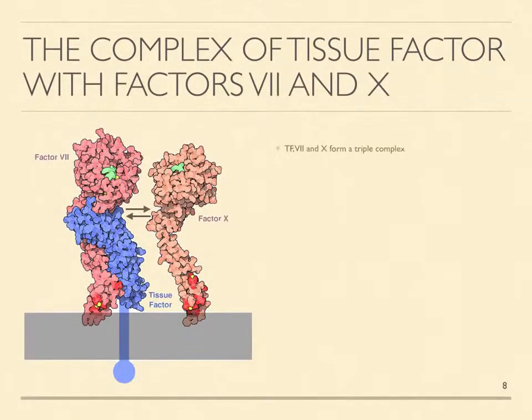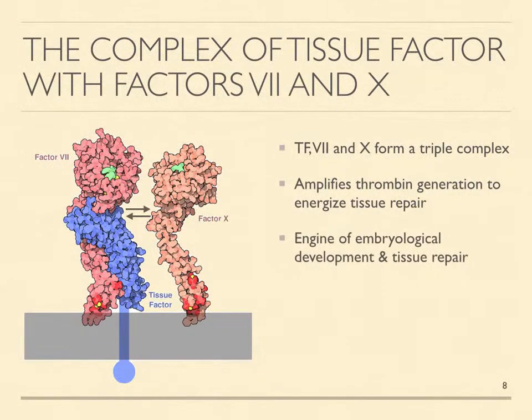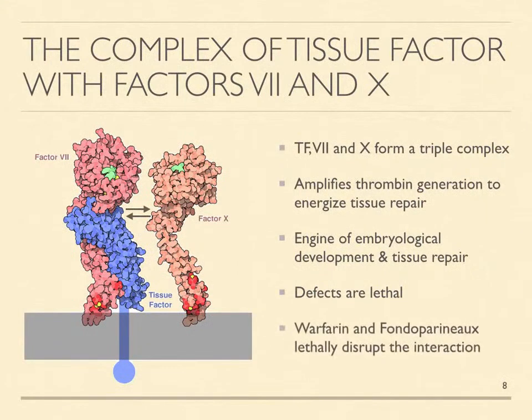The complex of tissue factor and factor 7 binds to factor 10. This amplifies thrombin generation and induces factor 10 proliferation. The interaction of tissue factor with factors 7 and 10 is the engine of embryological development and tissue repair, so that defects in any of these three factors are usually lethal.